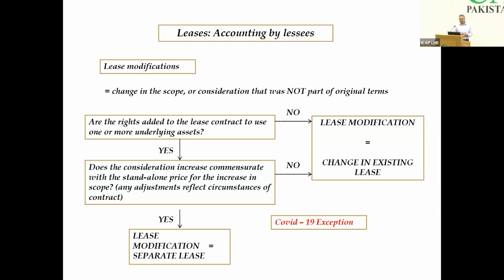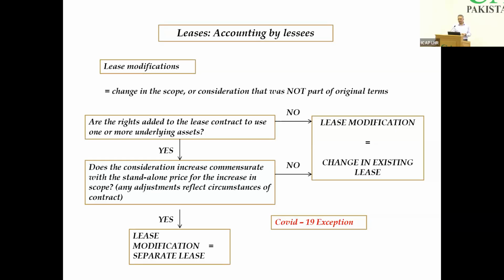Are the rights added to the lease contract to use one or more underlying assets? If there is an increase in the scope of the asset, let's say you are leasing 100 square feet and now you are going for another 100 square feet, clear? Or let's say you have a certain area of land, and now you are going to increase the area of land. That type of change.